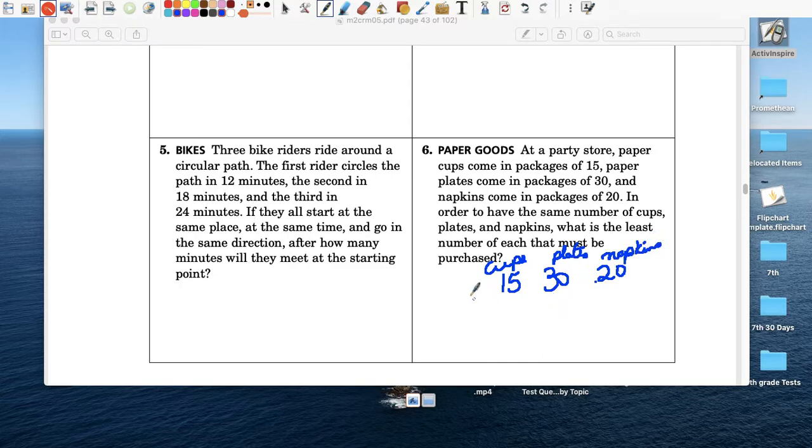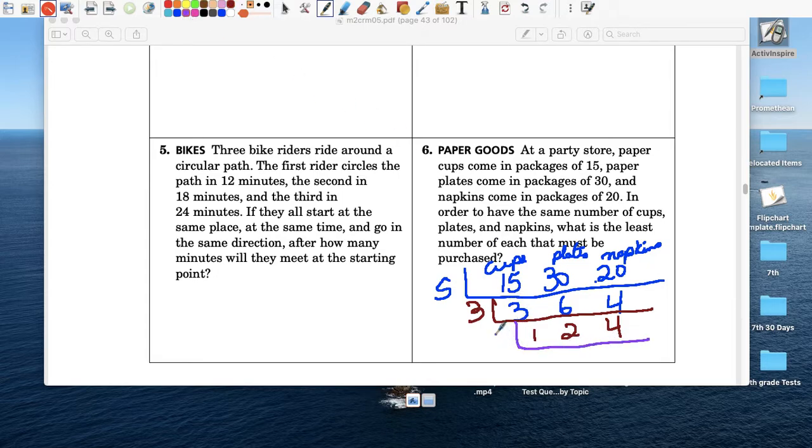Vasos, platos y servilletas. What number can we use? Well, we can use 5. 5 goes into 15 3 times, 5 goes into 30 6 times, and 5 goes into 20 4 times. Can we continue? Yes, we can use a 3 or we can use a 2. It's really up to you here. Let's use 3. 3 goes into 3 1 time, 3 goes into 6 2 times, and 3 goes into 4, no, it doesn't, but we copy. Can we continue? Yes, we can use a 2. 2 cannot go into 1, so write it down. 2 goes into 2 1 time, and 2 goes into 4 2 times.